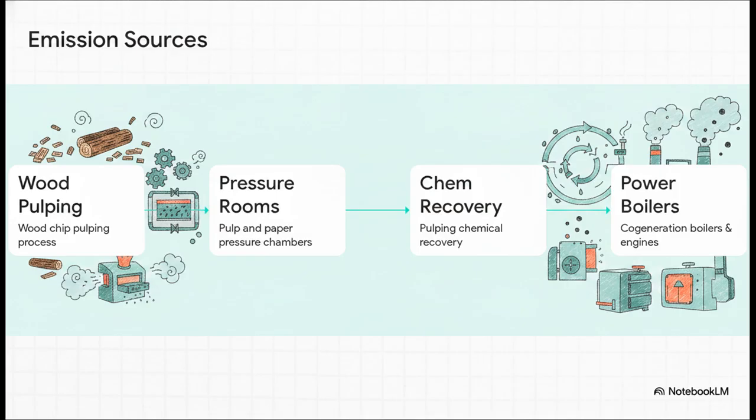Step 3, pulping chemical recovery. This is a pretty fascinating closed-loop system where mills try to reuse their chemical inputs. And finally, step 4, process engines and cogeneration fuel boilers. These provide the massive amounts of energy required to run the whole shebang. So each of these steps is a distinct point of origin for localized air pollutants.